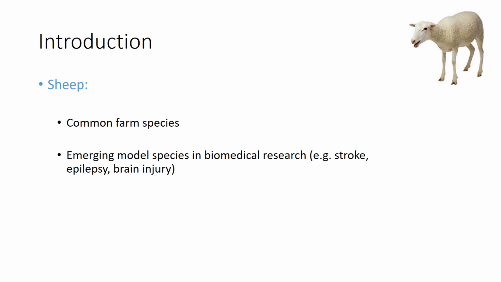Sheep are a common farm species, but also an emerging model in biomedical research. For instance, they have been used as a model of stroke, epilepsy, and brain injury. For this reason, sheep can be exposed to not only husbandry but also experimental challenges that might potentially compromise their welfare. Being able to measure their affective states is therefore particularly important.